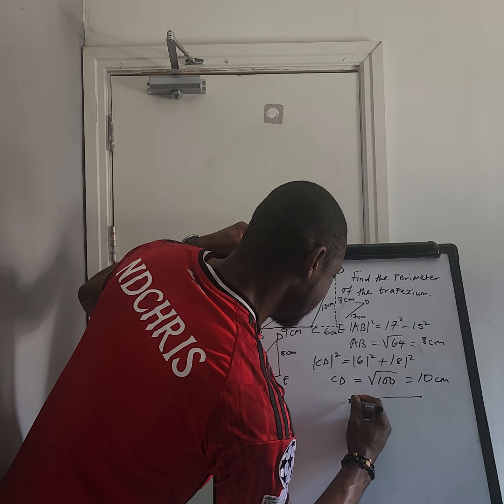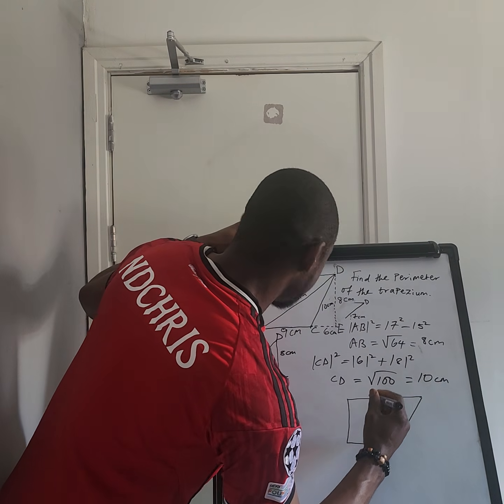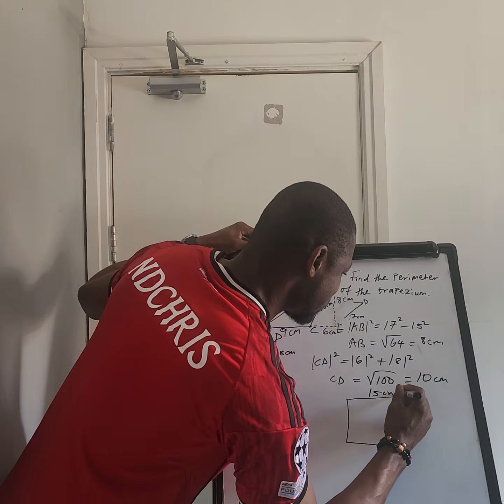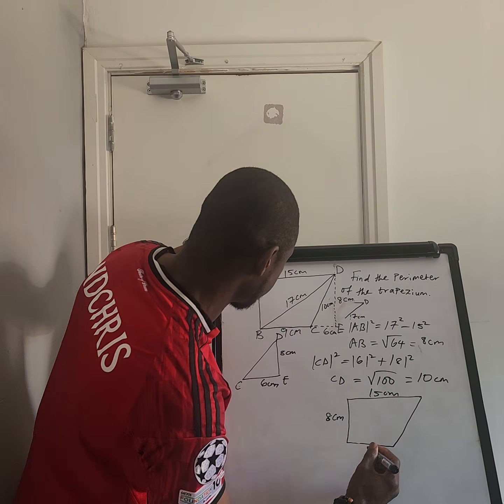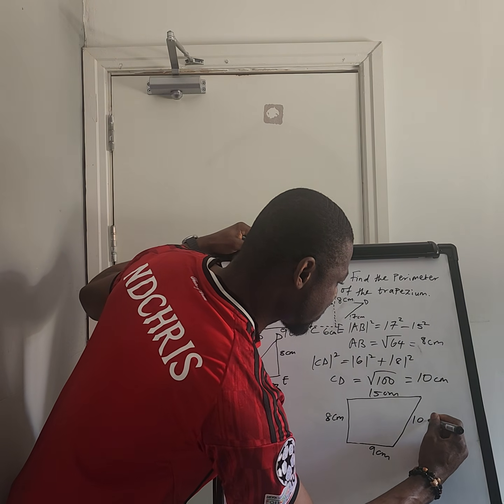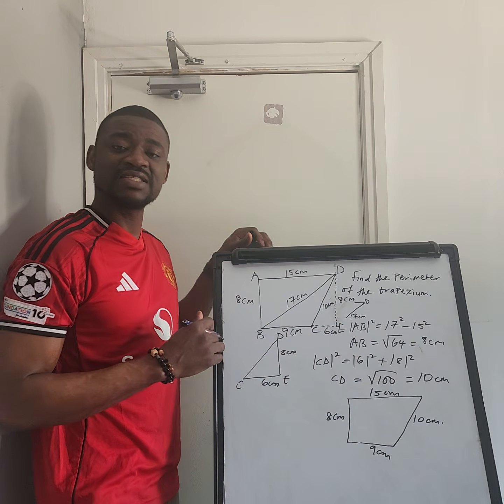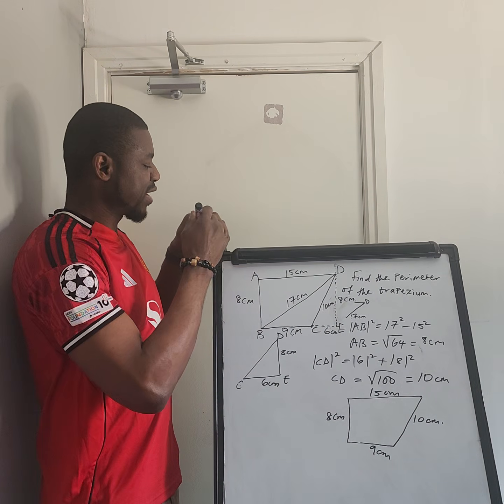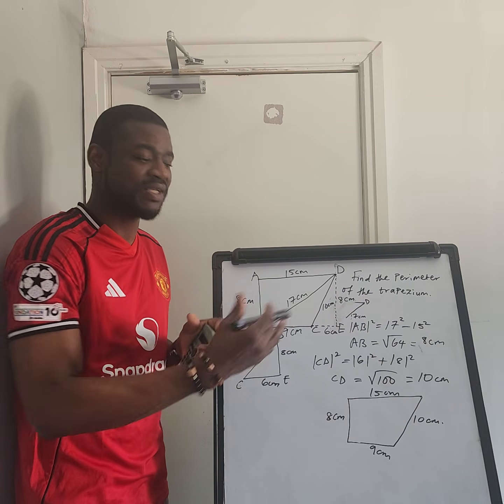So if I reproduce this diagram now, this is what I'm going to have. I'm going to have this shape with all the sides known now. So I'm going to have this, this is 9, and here is 10. This is a trapezium. All the sides are now given. We can therefore find the perimeter, and that is by simply adding up the sides.